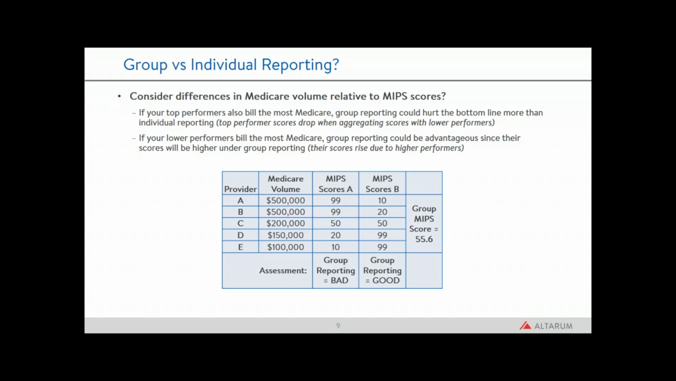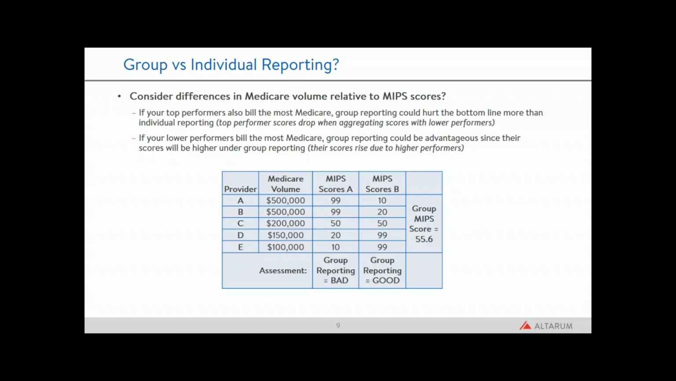One thing you might do is consider the differences in Medicare volume relative to those MIPS scores. So if your top performers in this program, meaning those that are getting the best MIPS final score on their own, also bill the most Medicare, group reporting could actually hurt your bottom line, because those top performer scores are going to drop when aggregating the scores with the lower performers. When you group report, you're banding all of that data together across all of your clinicians and sending one data set to MIPS, to CMS, and everybody there is going to get that same group score.